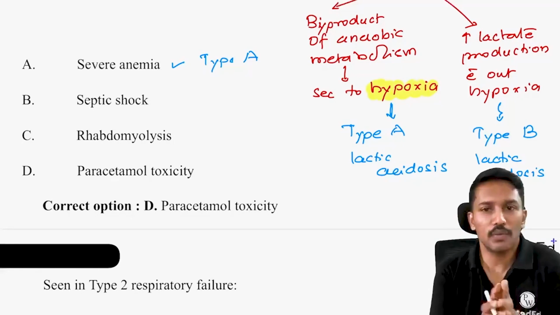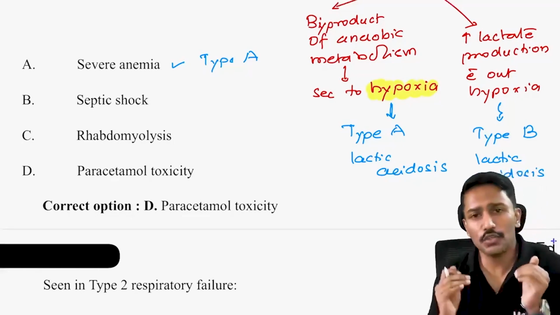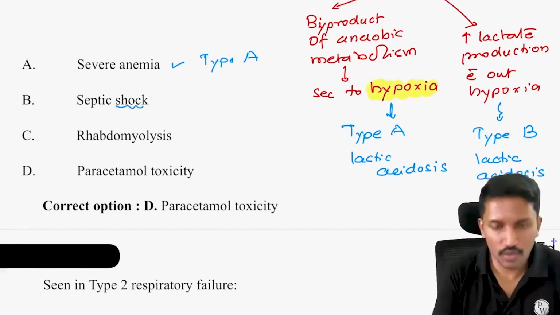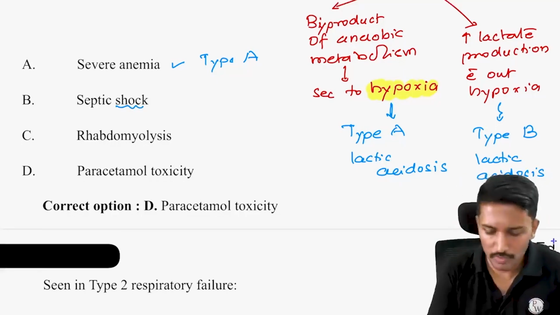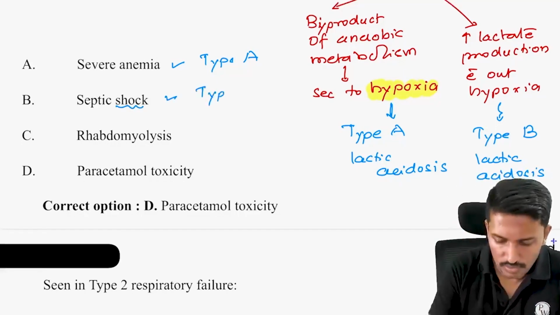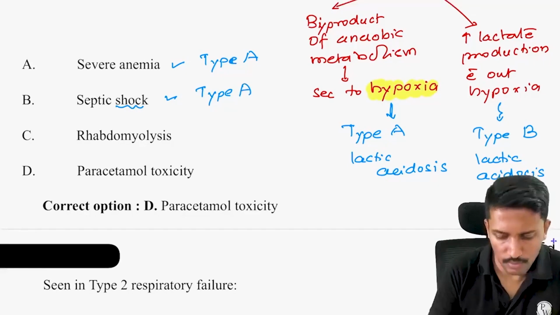Okay. Now in septic shock, what happens? The tissues are not getting adequate blood supply because of the shock. Again, tissues are going into anaerobic metabolism. So this is again a hypoxic type. So this will also be type A.